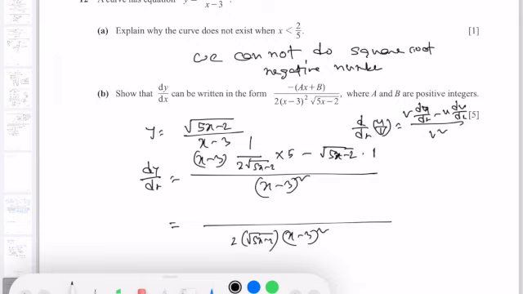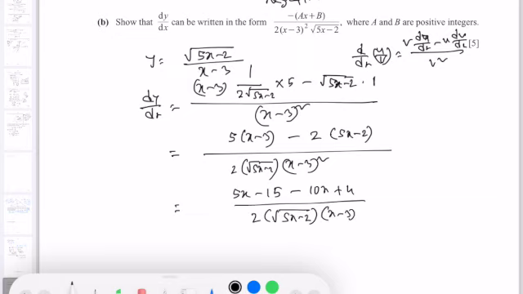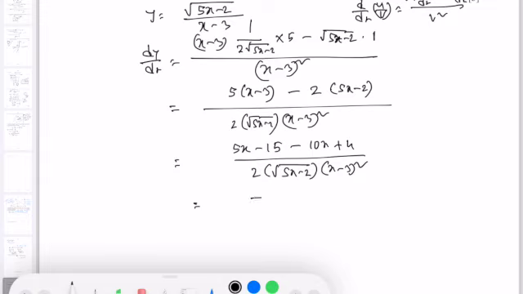Now multiplying numerator and denominator by 2 root 5x minus 2. So this is 5(x minus 3) minus 2(5x minus 2). Now simplify this. Five x minus 15 minus 10x plus 4, divided by the whole squared. Simplify now. Minus 5x minus 11 divided by 2 root 5x minus 2 times (x minus 3) whole squared.